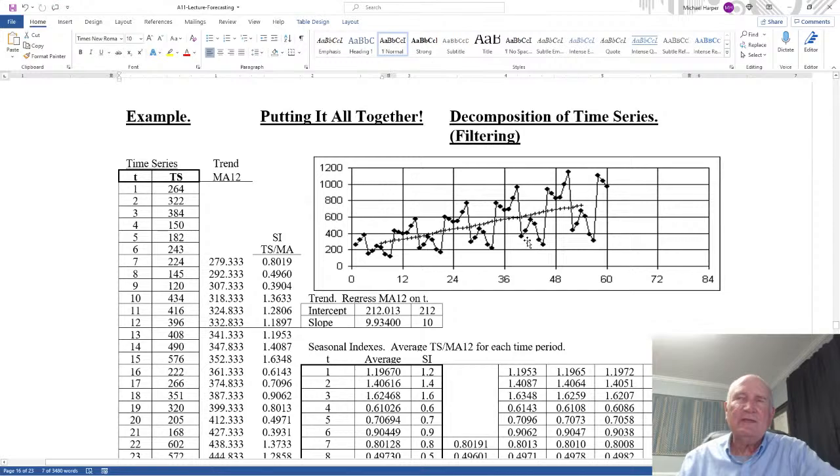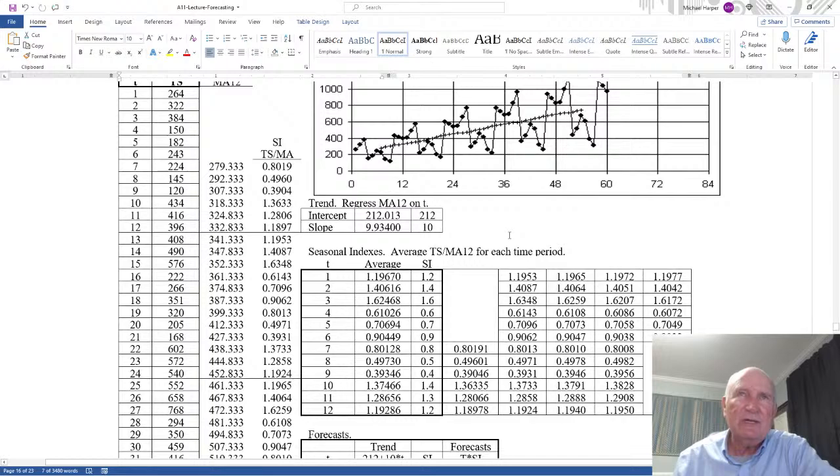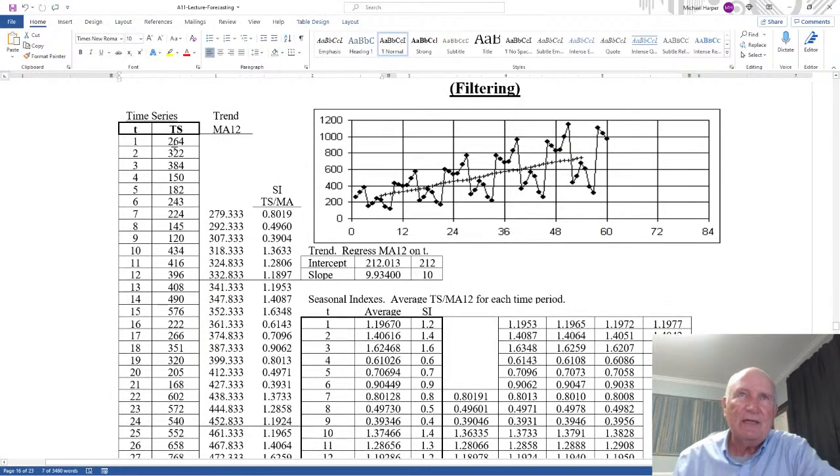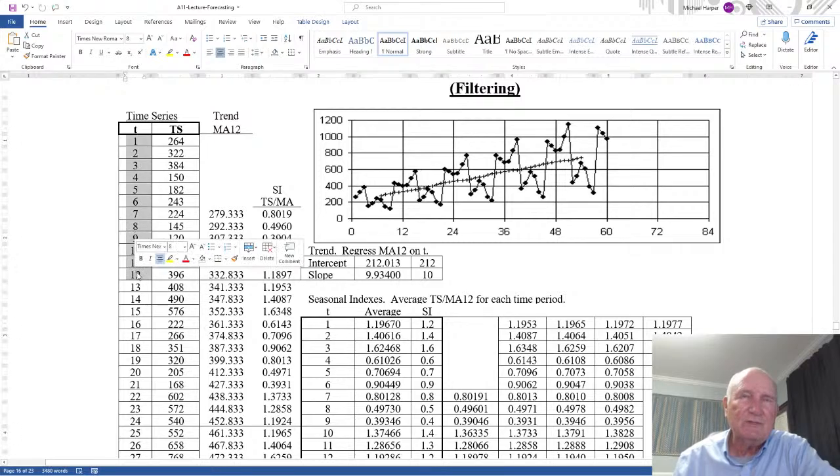Now this, putting it all together, is not really part of this lecture. I put it in here anyway. Some people want to do it. Some people want to see it. Essentially what I'm doing here is I have a monthly time series, 12 months in a year. So I have a moving average with a window of 12. If it's 12 months, then 12 will filter out the seasonal component. And I do have a seasonal component.